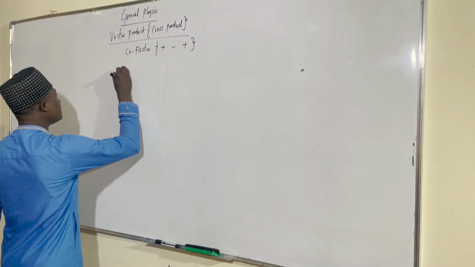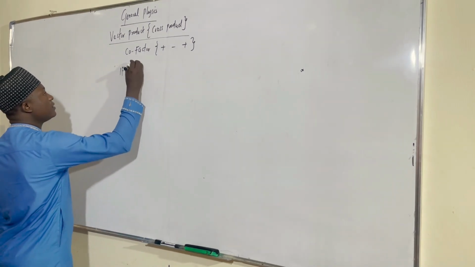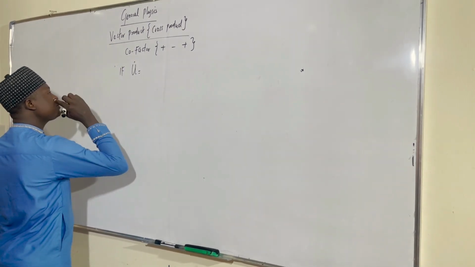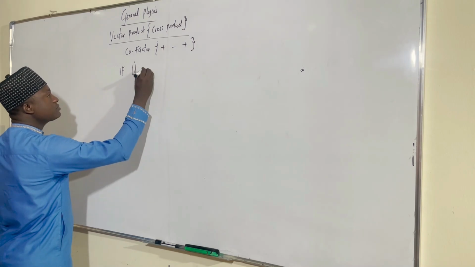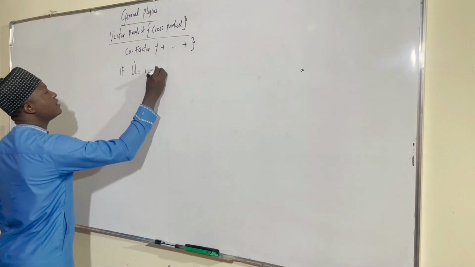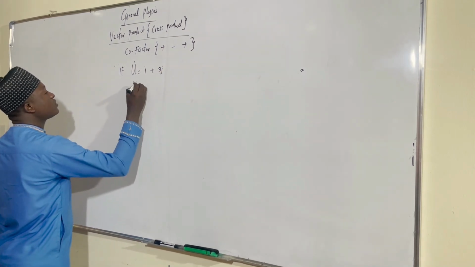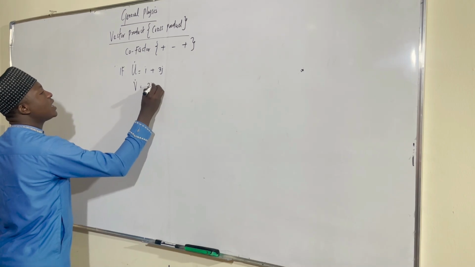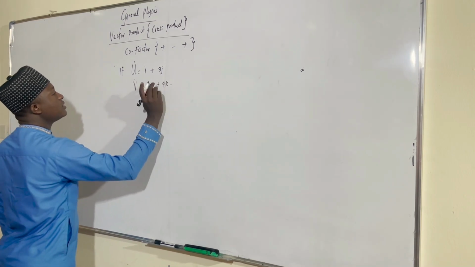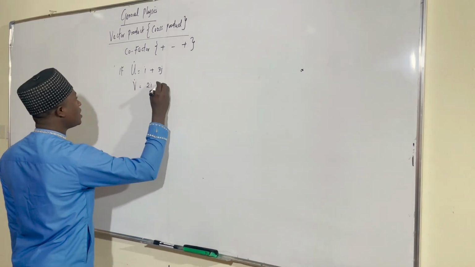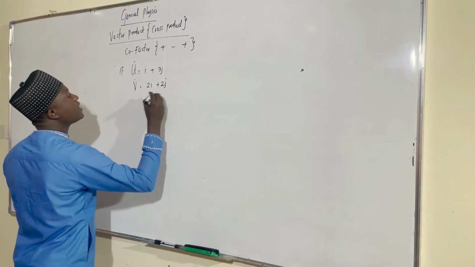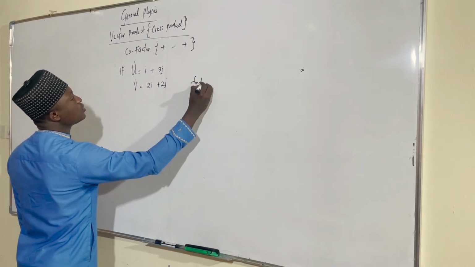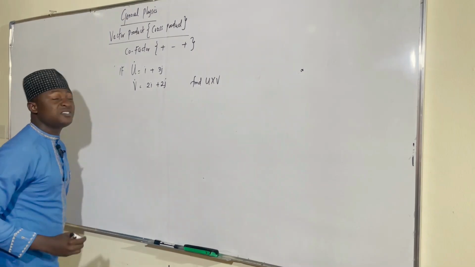Like Didi said, if vector U is equal to, let's say, I plus 3J, and vector V is 2I plus 4K, and they say find the cross product of U and V. So that's the one problem. It's still the same thing.